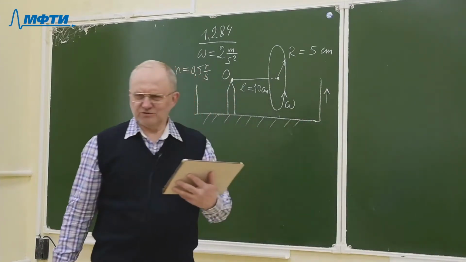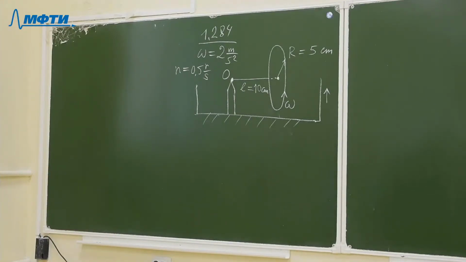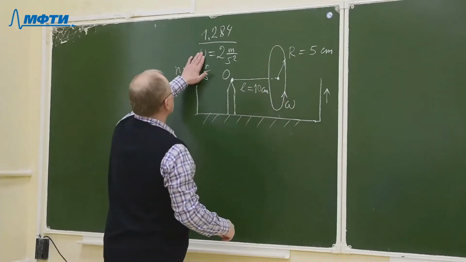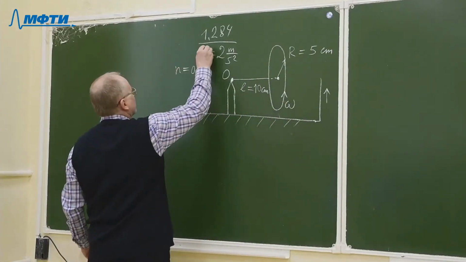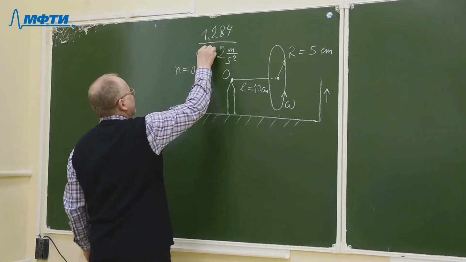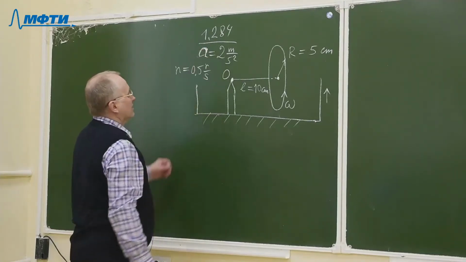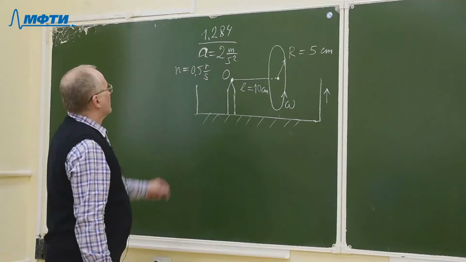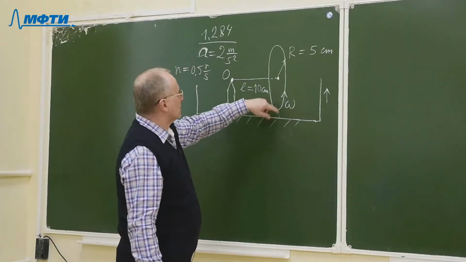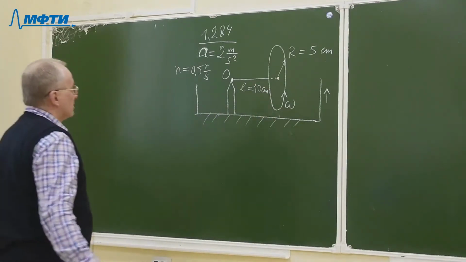I don't know why they use this letter omega for acceleration. I don't like it. I use omega for angular velocity, and acceleration should be denoted by A, which is much better for me. Well, actually it makes no difference, but I would like to denote acceleration by A and angular velocity by omega. So the situation is clear.